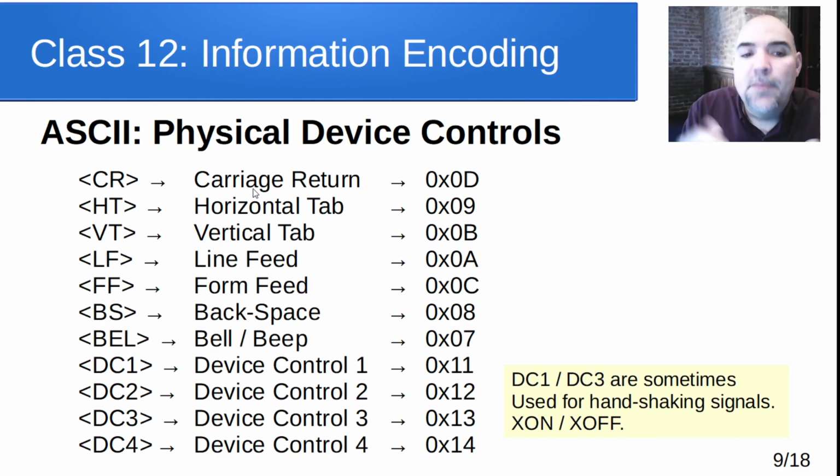Notice it doesn't define how big that tab stop is. This character just says move to the next one. Vertical tab, tabs downwards. Line feed goes to the next line. Form feed goes to the next page. Backspace goes back one character. Beep bell doesn't actually make anything show up or control anything. It just rings a bell, ding.